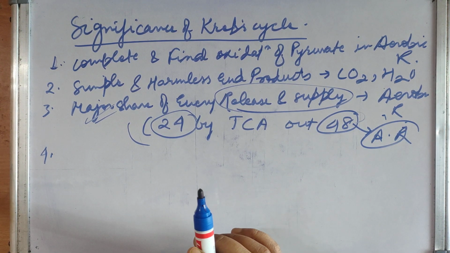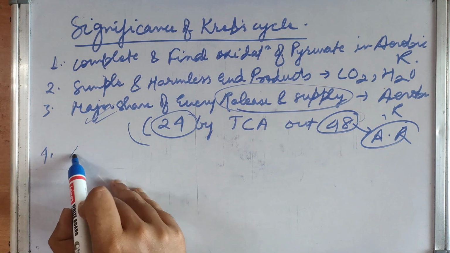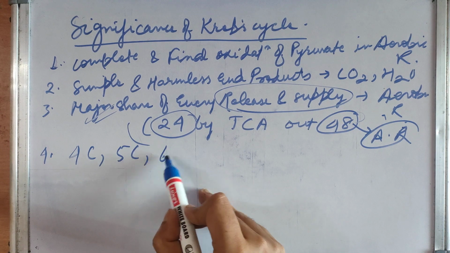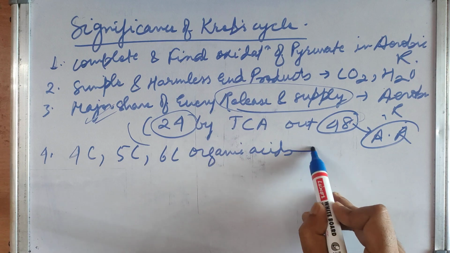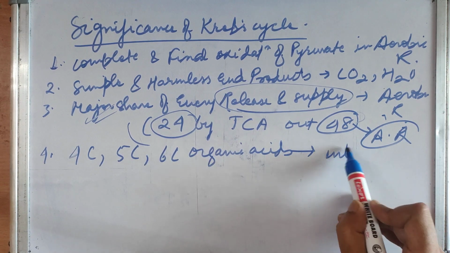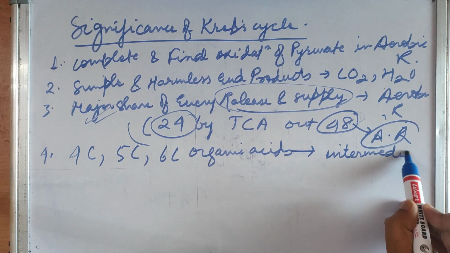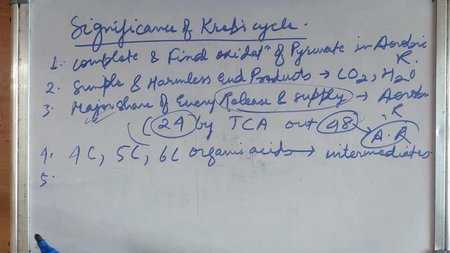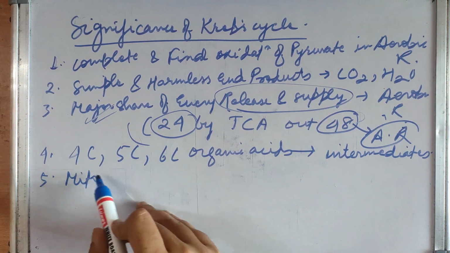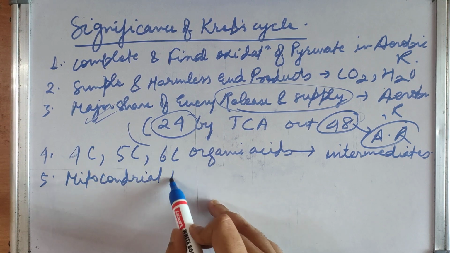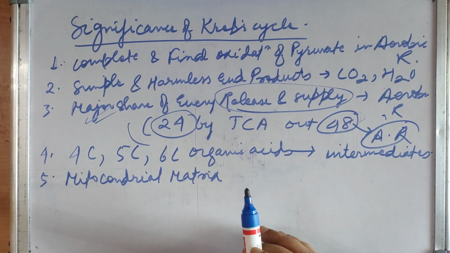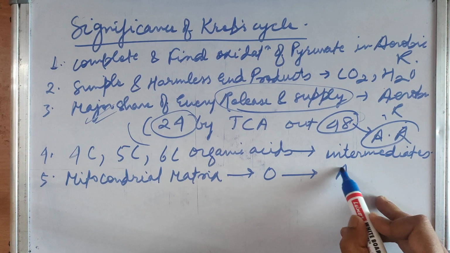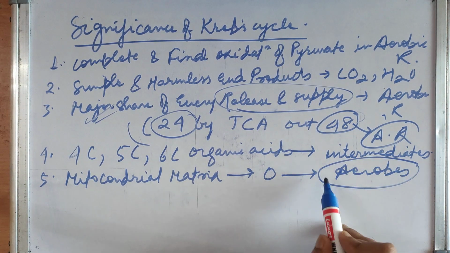Fourth, it produces many important 4C, 5C and 6C organic acids, which act as intermediates. Fifth, the TCA cycle occurs in the mitochondrial matrix in presence of oxygen. Thus it takes place only in aerobes, because only aerobes can produce energy in presence of oxygen.